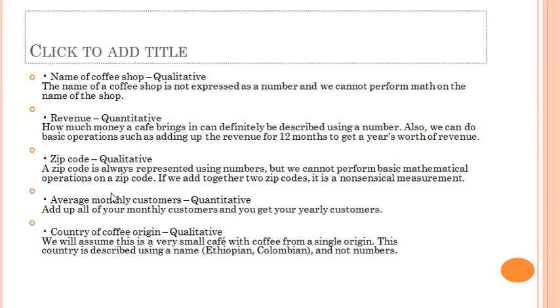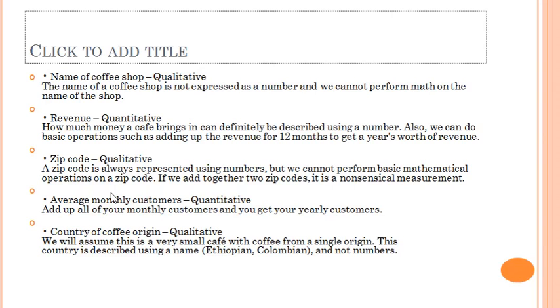The zip code is qualitative. A zip code is always represented using numbers, but we cannot perform basic mathematical operations on a zip code, right? If we add together two zip codes, it is a nonsensical measurement, right? So for example, I have a zip code from a certain area and I have a zip code from another area. So if I add those two zip codes, it will make no sense, right? So that's why we can say that mathematical operations cannot be applied on it, and it is qualitative information or data.